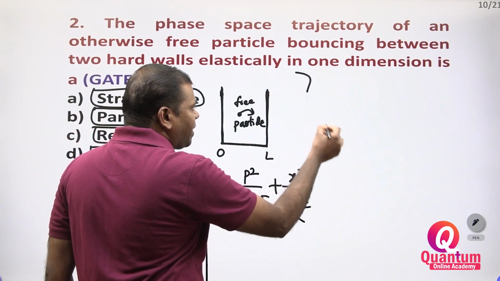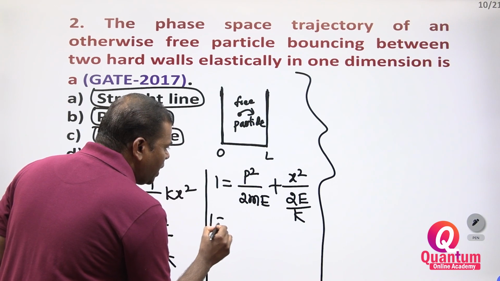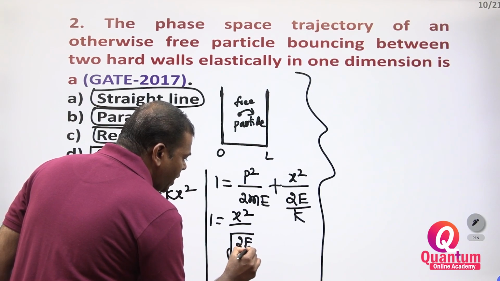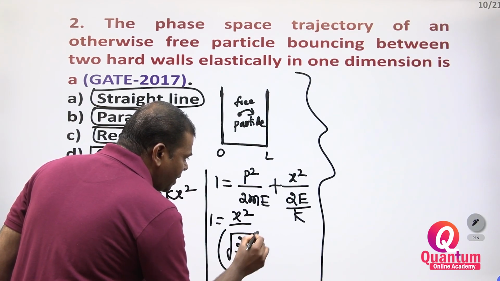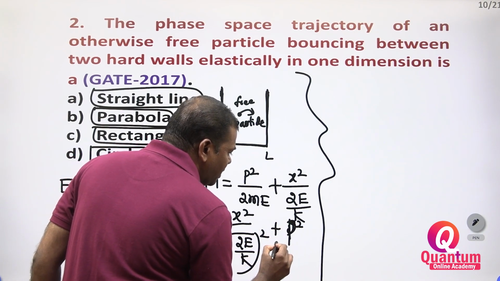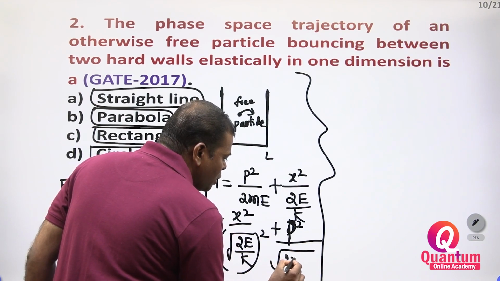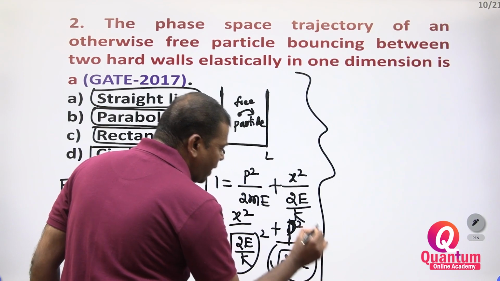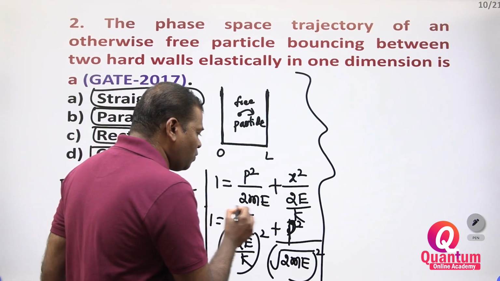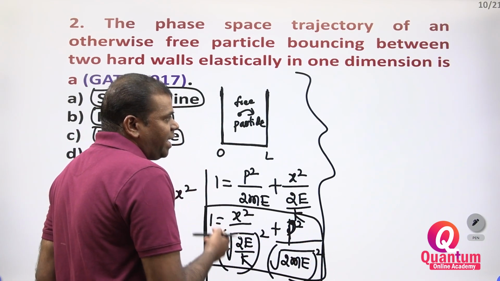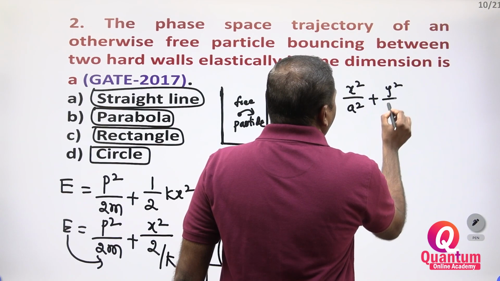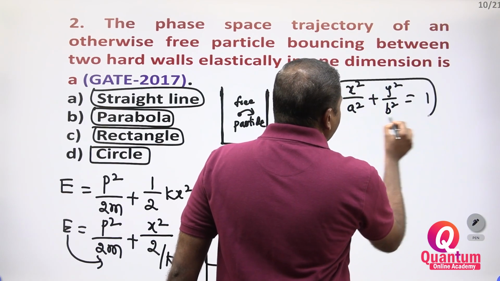Again I am changing this one. 1 is equal to x square by square root of 2E by k whole square, plus y square, meaning p square, divided by square root of 2mE whole square. Can I write like that? x square by a square plus y square by b square is equal to 1. Which equation is it?